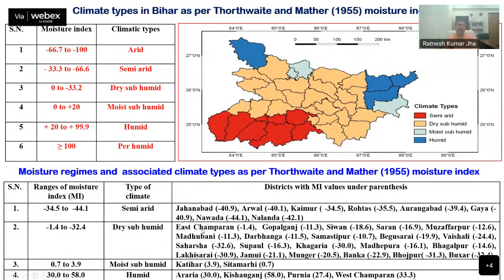Now, based on this research, you can say most of the districts of Bihar are under dry subhumid condition, moist subhumid condition, and semi-arid condition, and very few districts are now in moist subhumid.